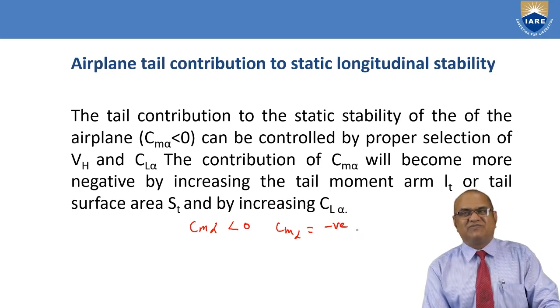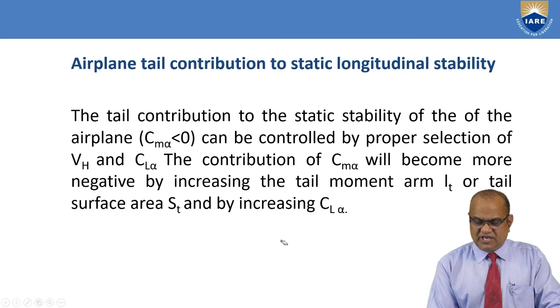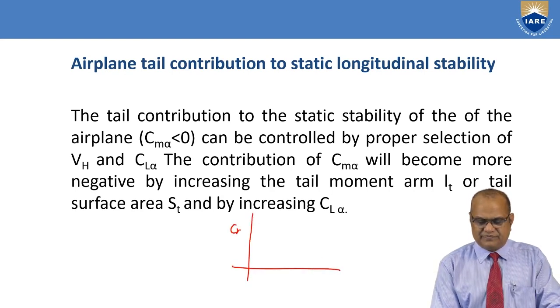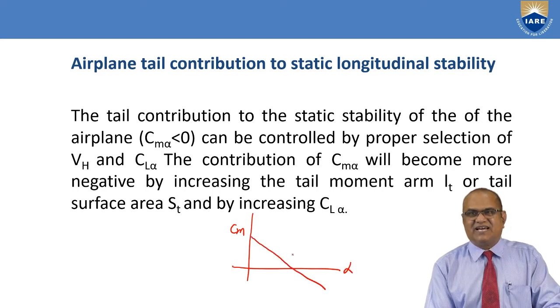So what is the meaning of CM alpha? It means if you draw the plot of CM versus alpha, it should fall like this. The slope of this curve is negative here. So this indicates that CM alpha is less than 0.